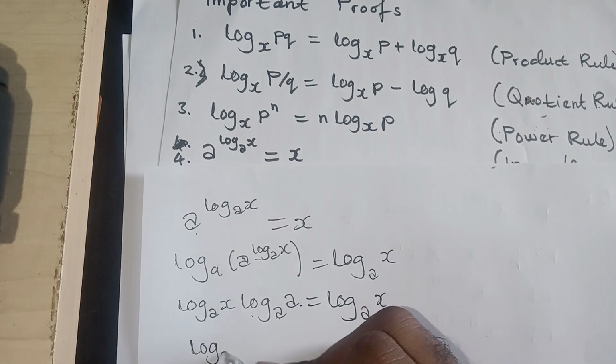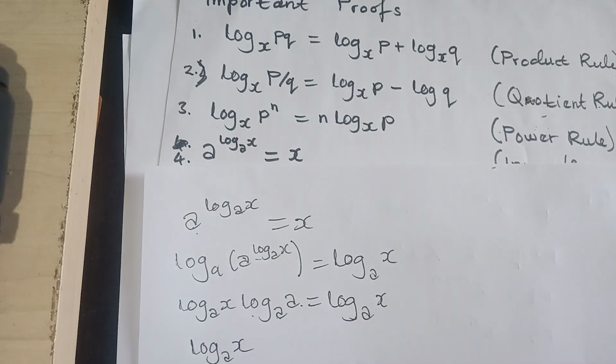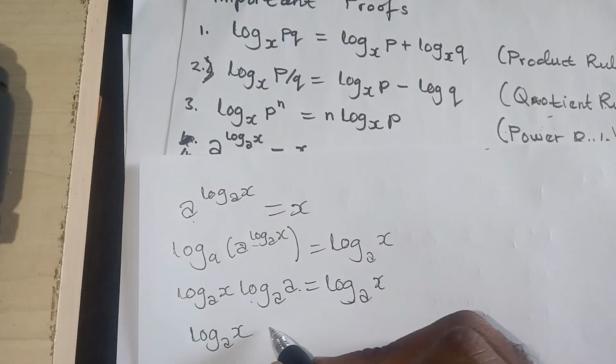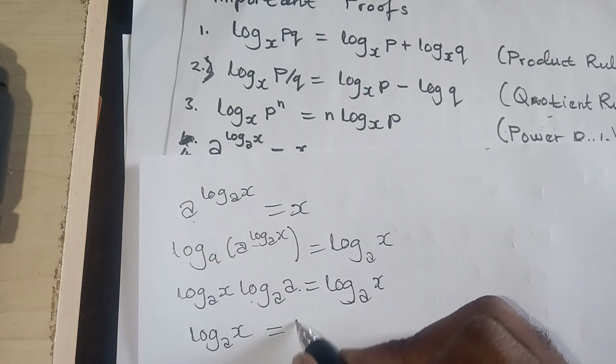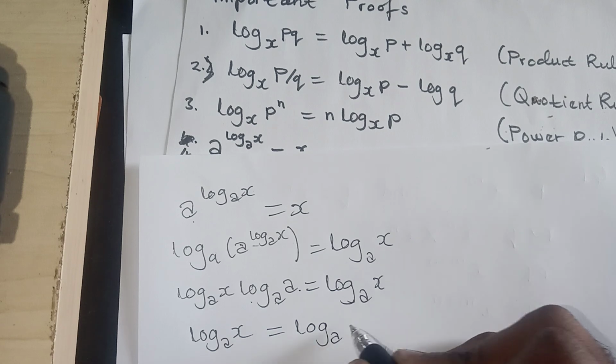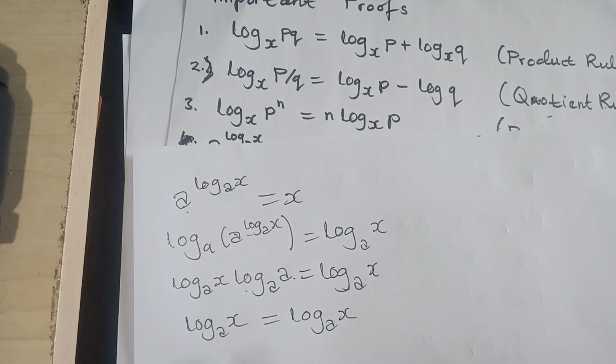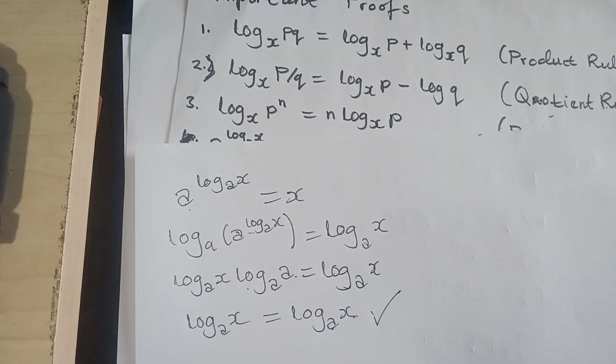So we have log a of a. The 1 is understood. We don't really need to write it down. Then this is equal to log a of x. So as you can see, we have this is equal to that. So that means x is equal to that, which completes the proof.